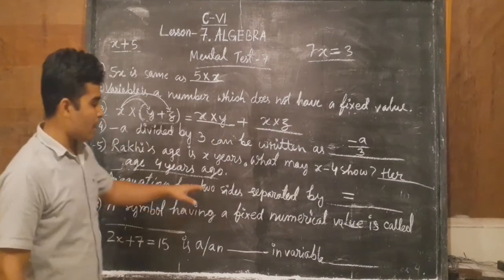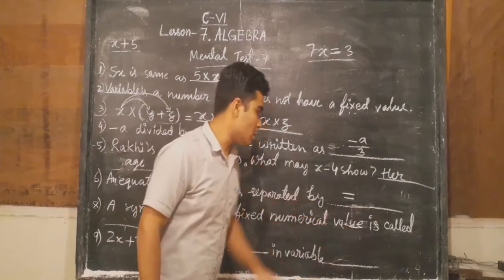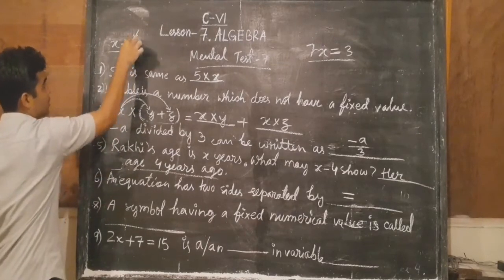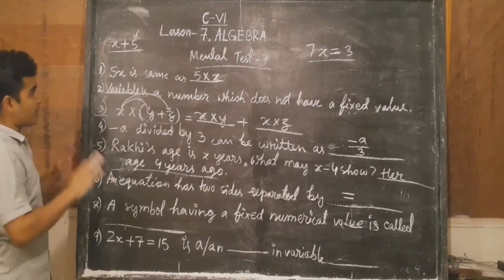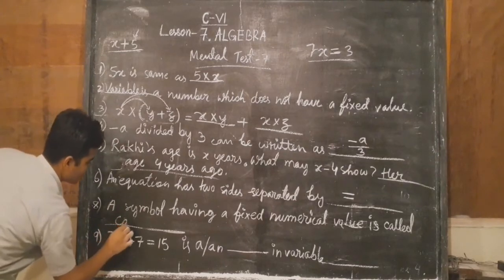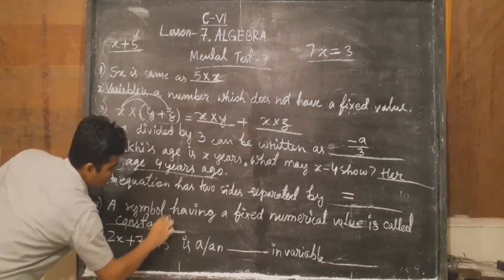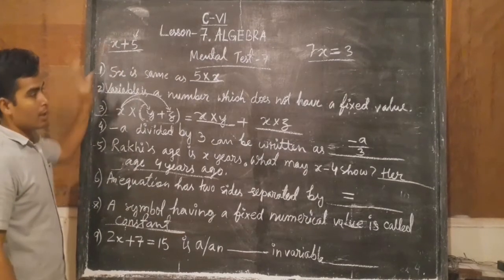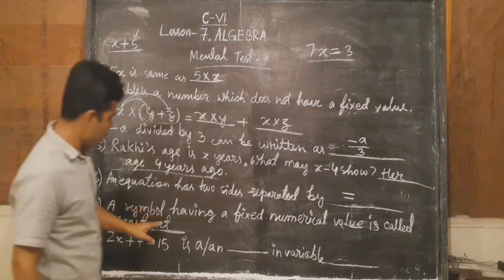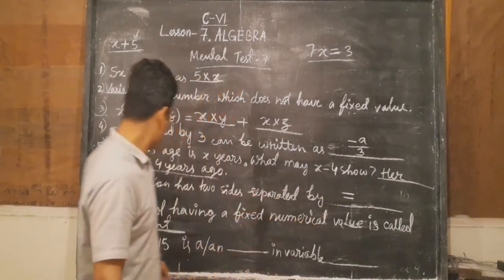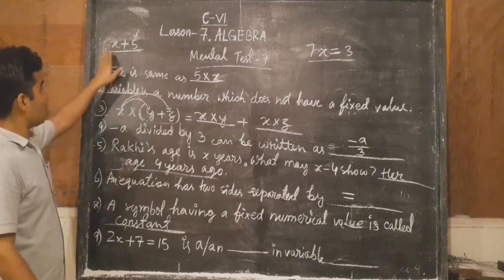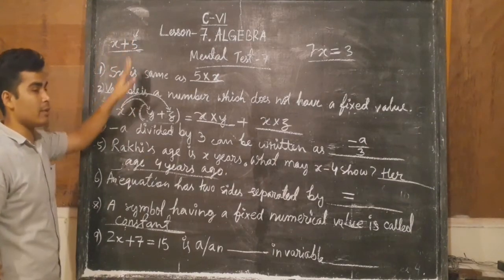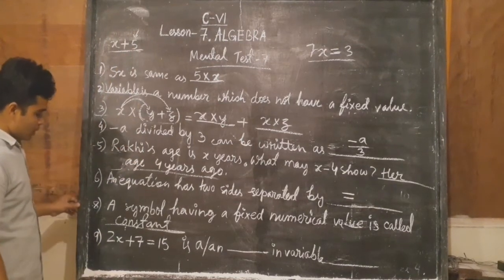A symbol having a fixed numerical value is called what? You can see in this expression the constant value is always fixed. So the constant value is always fixed, but the variable value is not fixed. It can be anything. So a symbol having a fixed numerical value is called a constant. In this expression you can see 5 is a constant, so its value will always remain the same. It will be 5 itself. Now let us move to the next question.